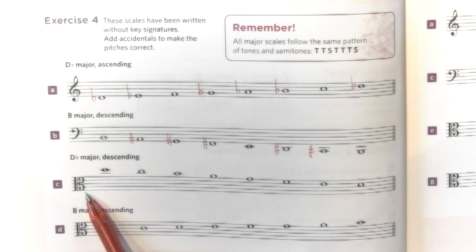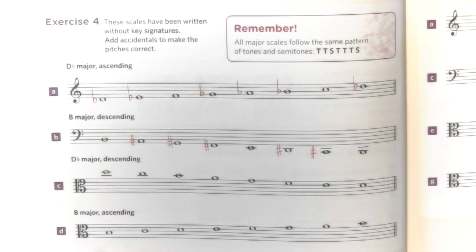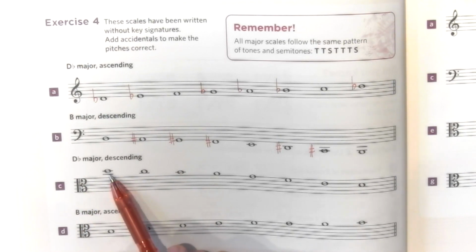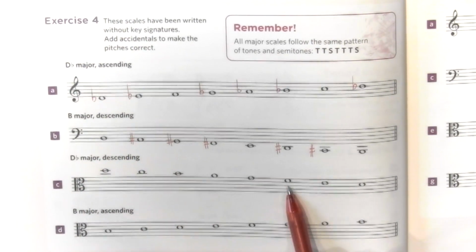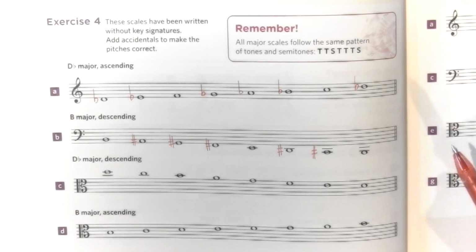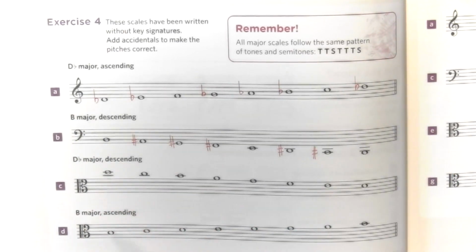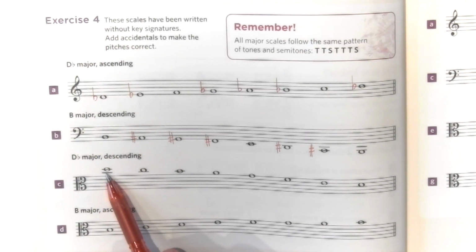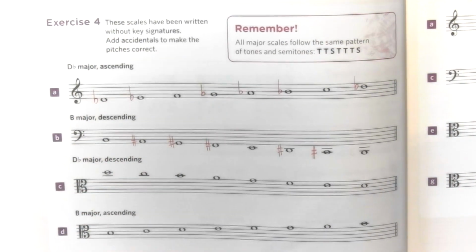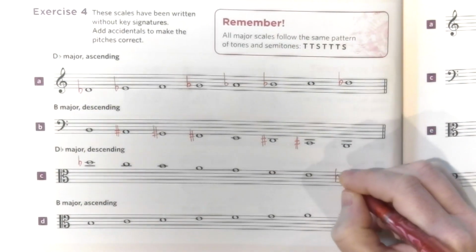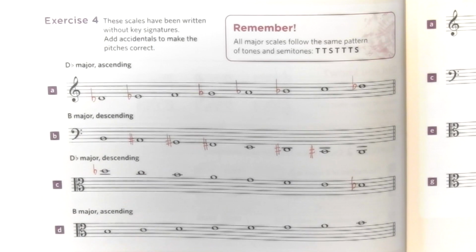D flat major in the alto clef, don't panic. It's the same. We know that this is Re, Do, Si, La, Sol, Fa, Mi, Re. So you don't need to actually read the notes. You know what they are. We trust the book that this is D. D major, D flat major. Flat and flat. No question of that.